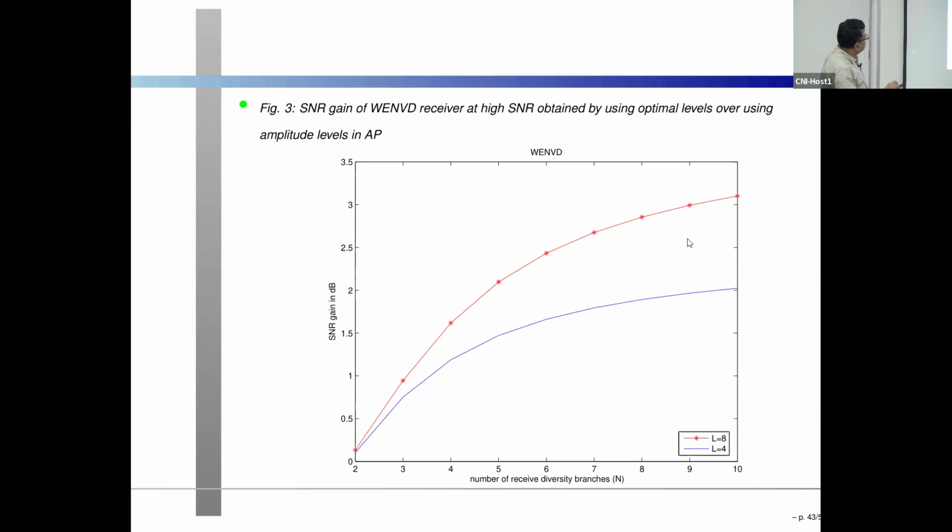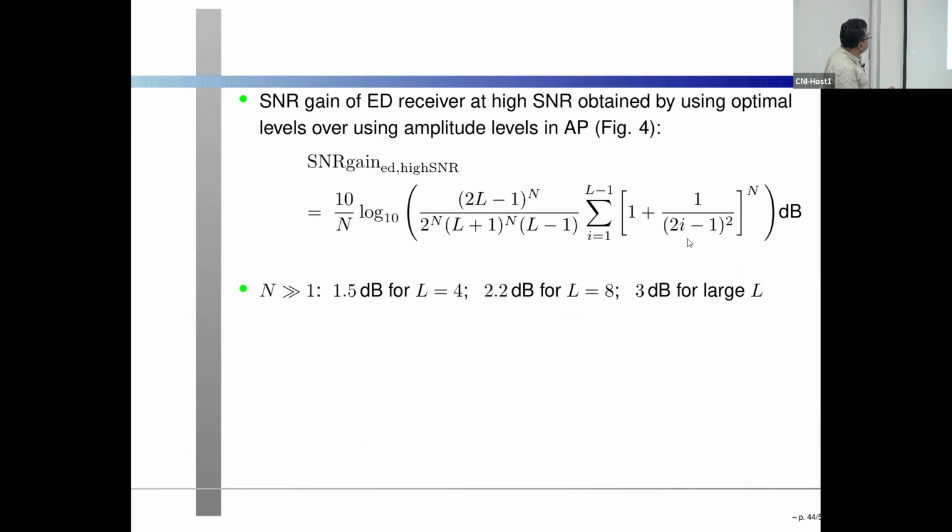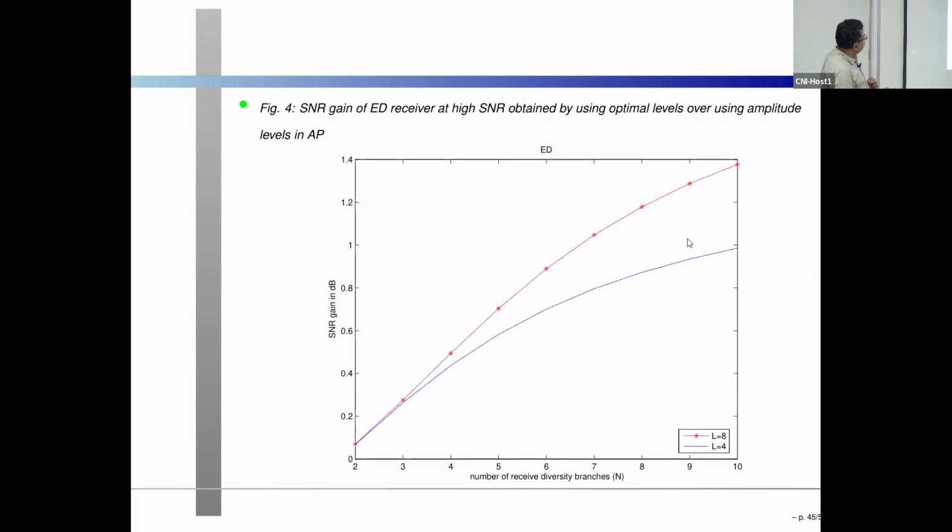Okay, right. This is for WENVD, similar ED, it is a simpler expression. This is the SNR gain, and the numbers are not that high. It is 1.5 dB for L equal to 4, 2.2 dB for L equal to 8, and 3 dB for large L. They are lower gains, so the advantage of optimizing is less. It does not mean that you don't get any gain, but you get less gain compared to WENVD.